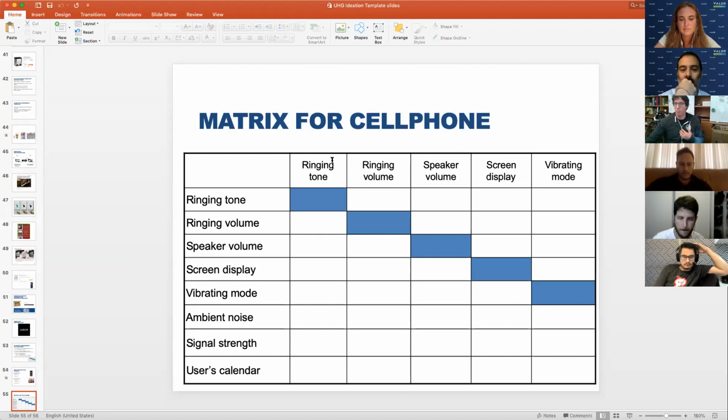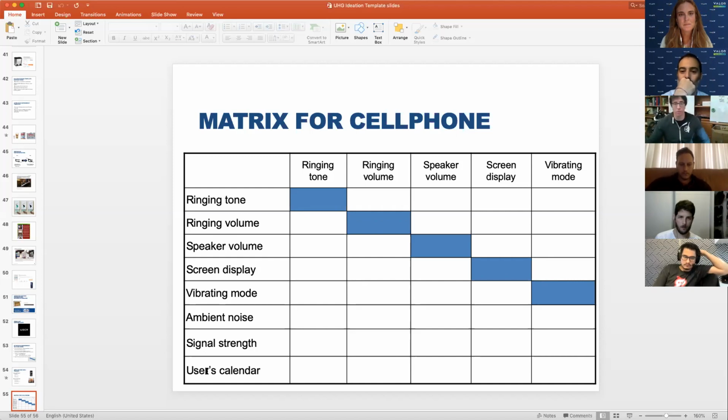Okay, so let's do an example for a second of cell phones. If I'm Apple, I make the ringtone, I make the ring volume, I make the speaker volume, I make the screen display, I make the vibrating mode, and so on. I put that in the columns and in the rows. And then I have ambient noise, signal strength, and users' calendars. Those are examples of things that come into contact with my phone, but I don't control them as Apple. And now all you do is you go square by square and either add a dependency or remove it.